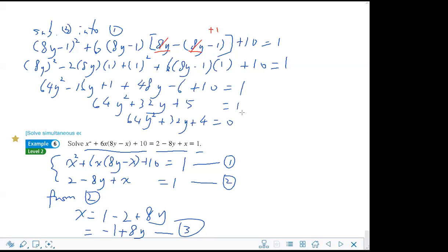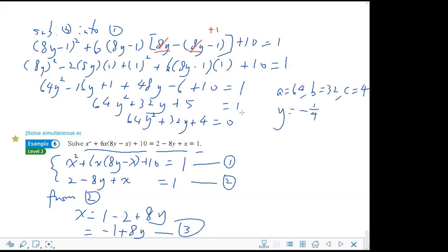And then you will get a simple quadratic equation where a is equal to 64, b is equal to 32, and c is equal to 4. Okay, and then you use your calculator to help you, and y should be equal to negative 1 over 4. Is it? Let me see. Yes, negative 1 over 4.